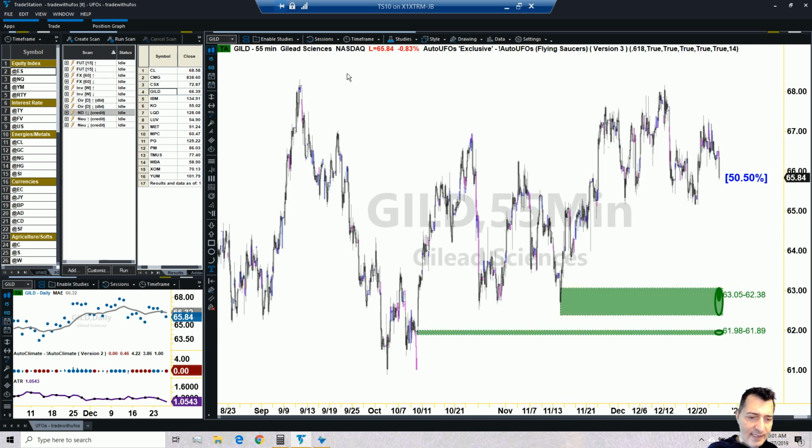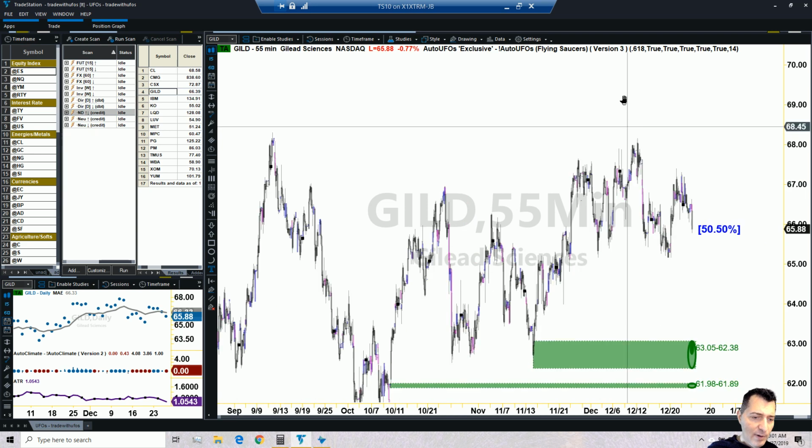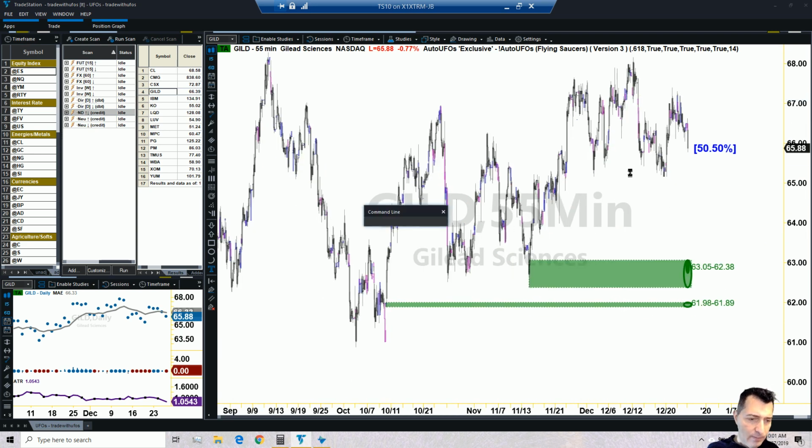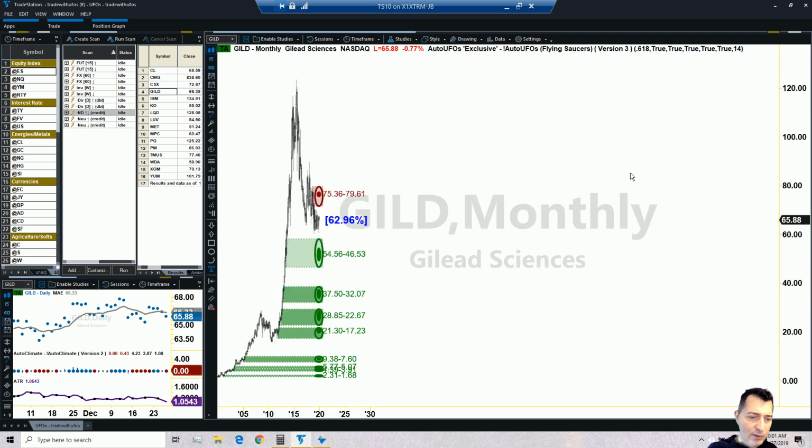Pre-post market 50%. Okay, that's good. So do we have UFOs above and below? No, I don't think so. So we got plenty of green UFOs below. Okay, yeah, we should be able to find a good setup here.